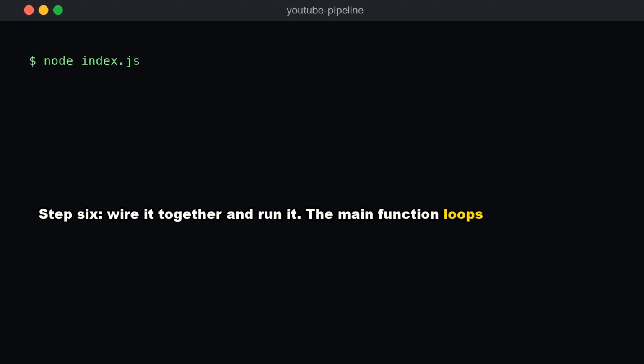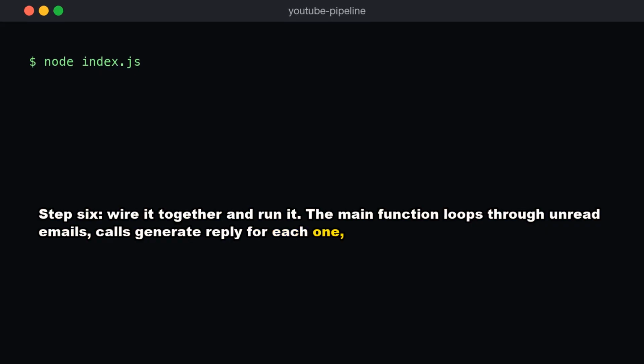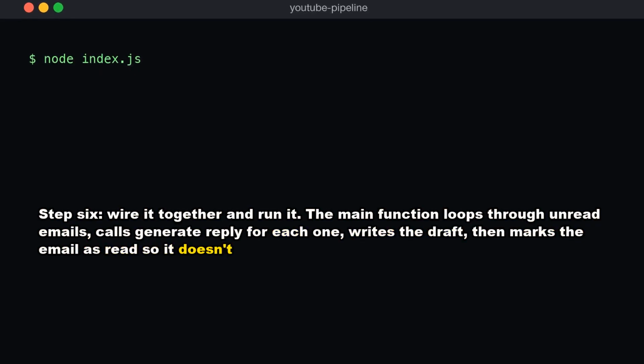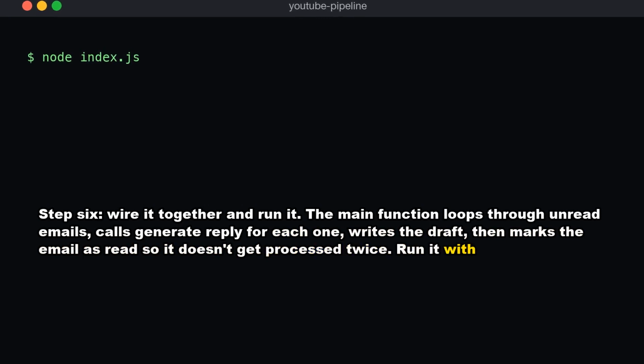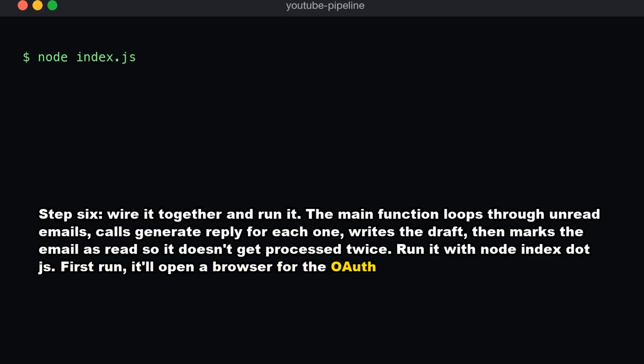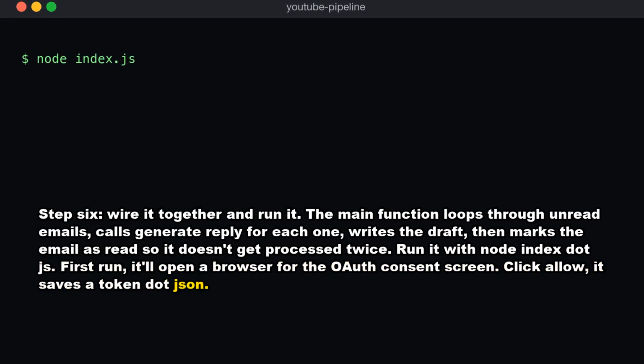Step 6. Wire it together and run it. The main function loops through unread emails, calls generateReply for each one, writes the draft, then marks the email as read so it doesn't get processed twice. Run it with node index.js. First run, it'll open a browser for the OAuth consent screen. Click Allow, it saves a token.json. Every run after that is fully automatic.